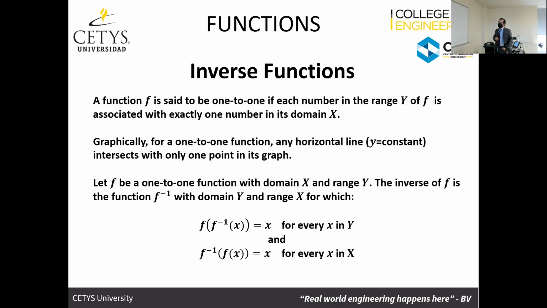For a one-to-one function, any horizontal line intersects the graph at only one point. So remember we had the vertical line test, and the vertical line test told us if something was a function or not. If we trace a vertical line across the graph of a function, the vertical line should only intersect in one point, and that means it's a function.